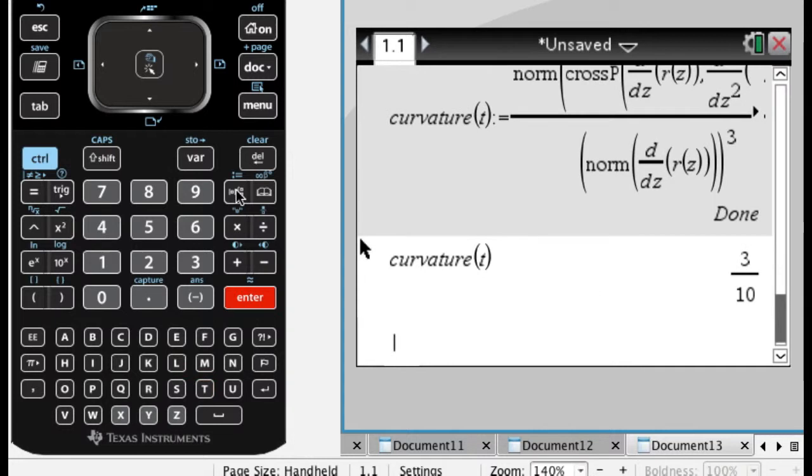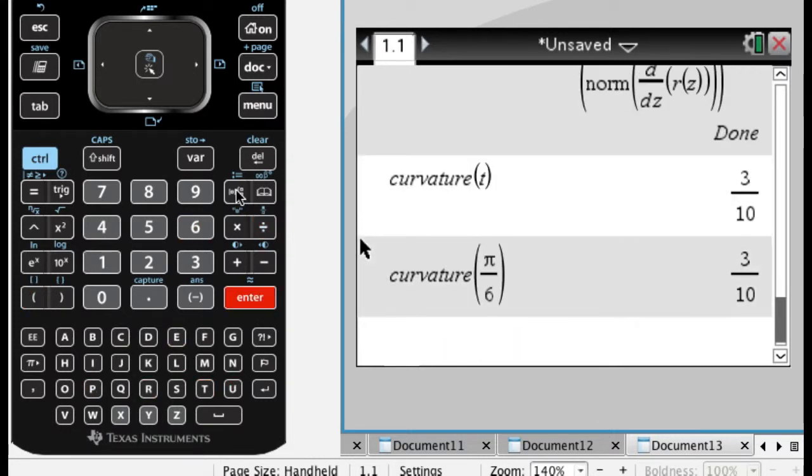In this case, something weird is going to happen. I get 3 over 10 because for a corkscrew curve, the curvature is always constant. In this case, it's always 3/10. For other curves, it could be different. So if you change r of t, it's going to change the values there. It'll give me the same thing, but I'll do it anyway. Our curvature at pi over 6 gives me 3/10 again. So the radius is the reciprocal of that, 1 over the curvature at pi over 6.